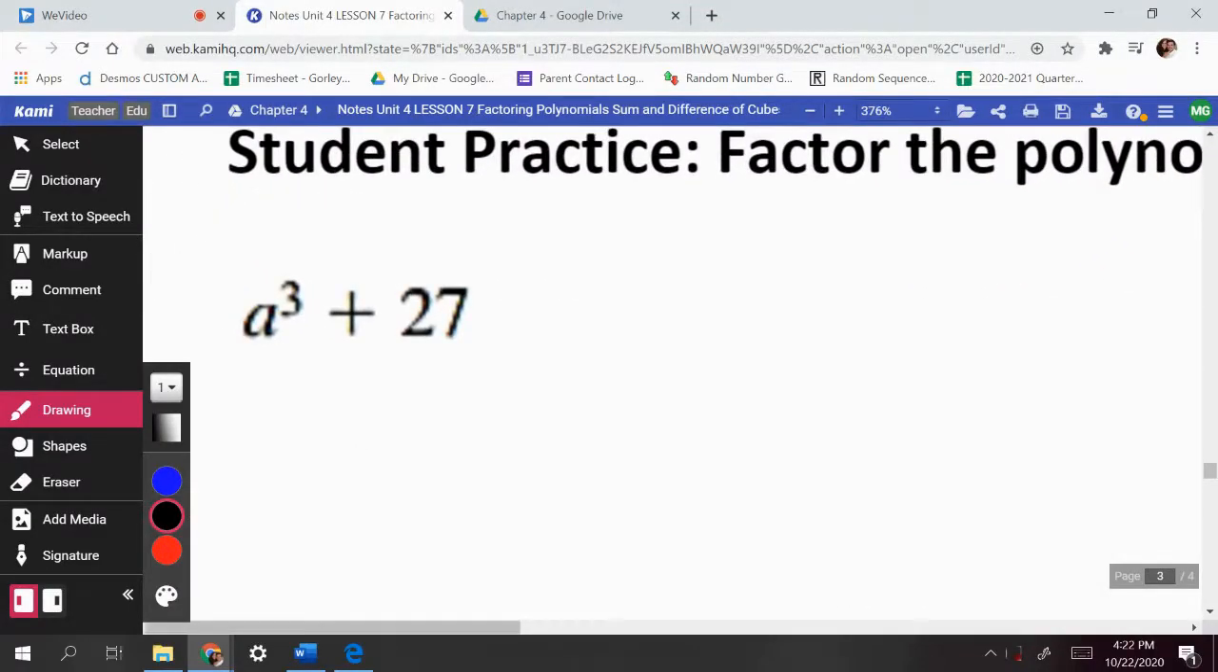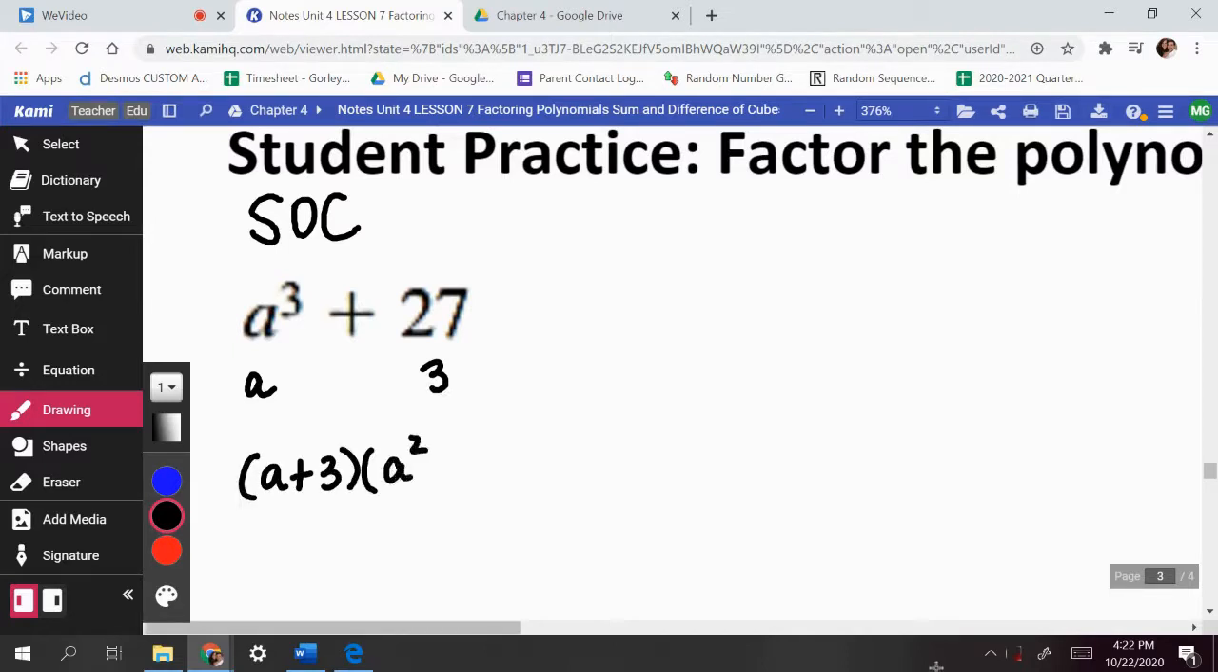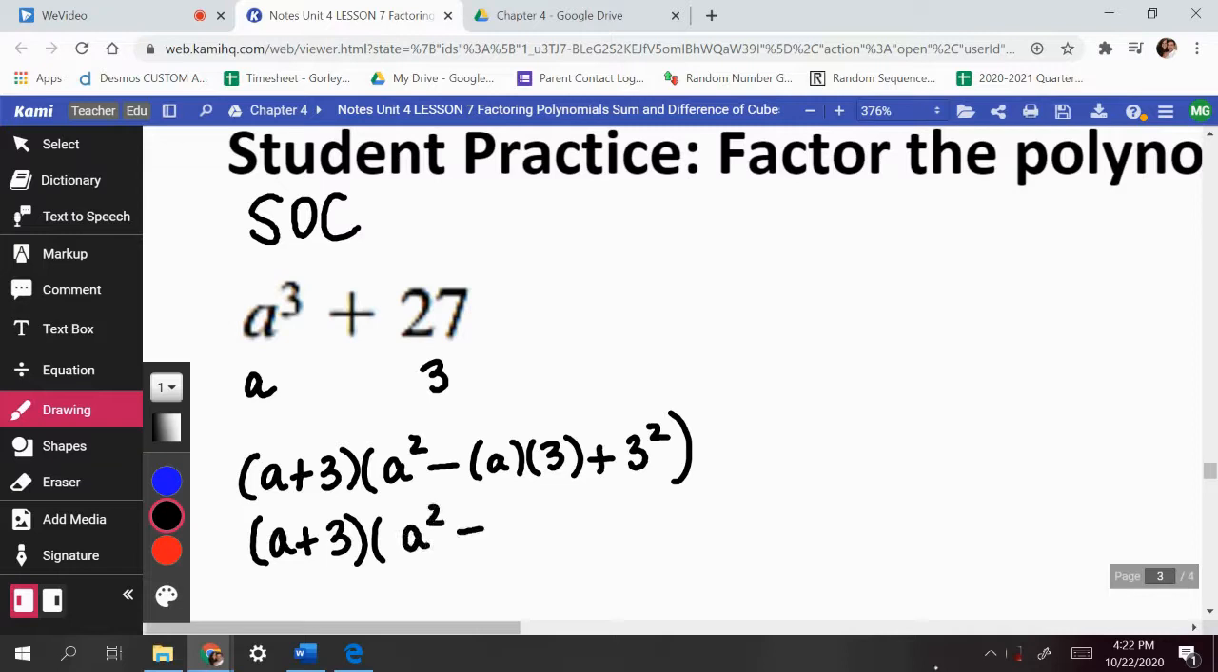Here, a cubed is a perfect cube of a. Here, 27 is a perfect cube of 3. Okay, so I'm going to keep the same sign in the first parenthesis, and then I'll have a squared, opposite sign, times a times 3, plus b squared, which would be 3 squared. Okay, so I have a plus 3, a squared minus 3a plus 9.